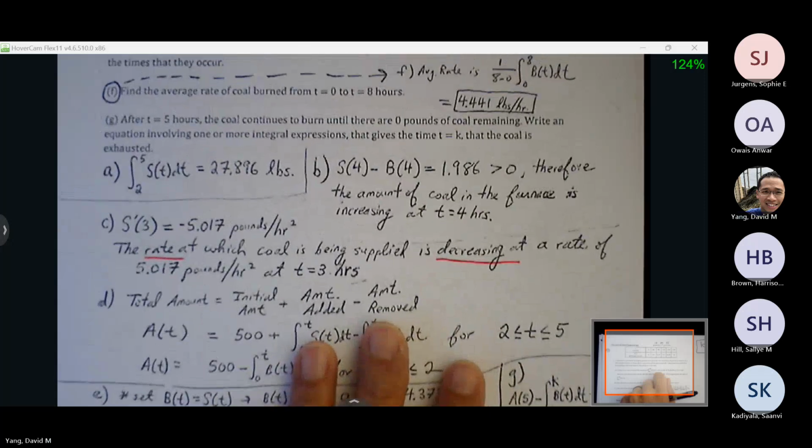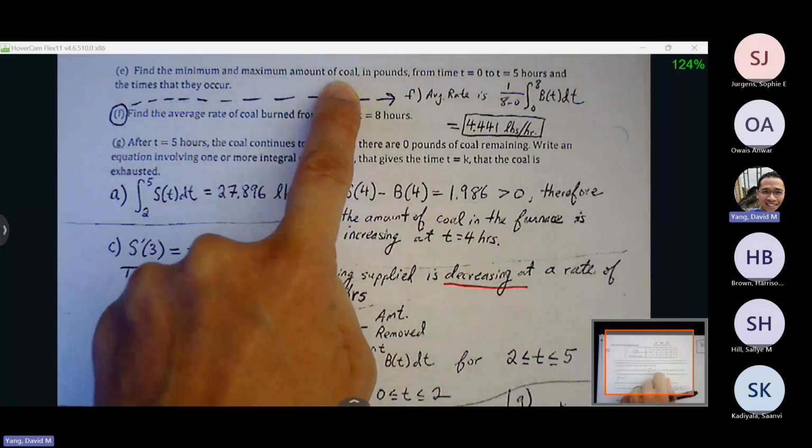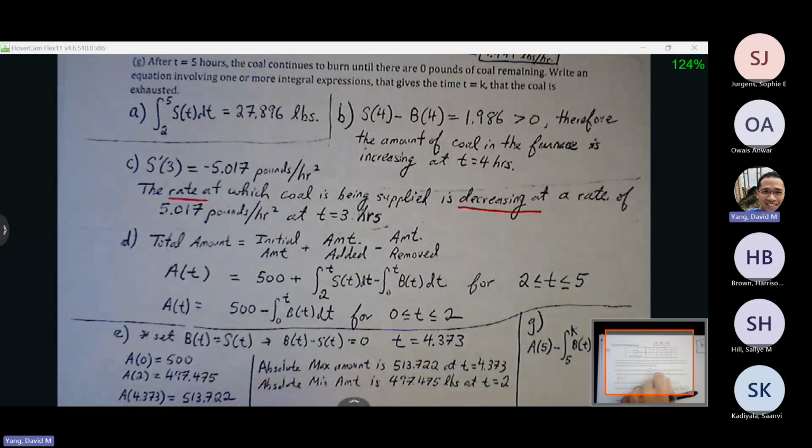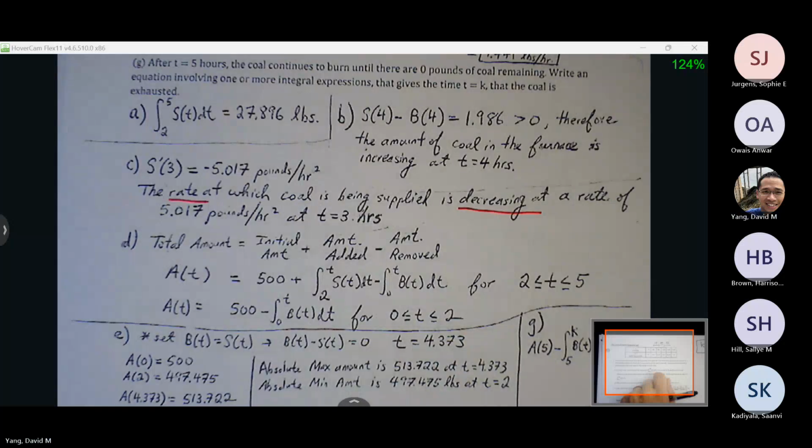Part E, find the minimum and maximum amount of coal. So this is an application of extreme value theorem, and we need to find critical points and endpoints, right? And then test them against the A of T equations. So we know the endpoints are 0 and 5. The critical points are where B of T is equal to S of T.